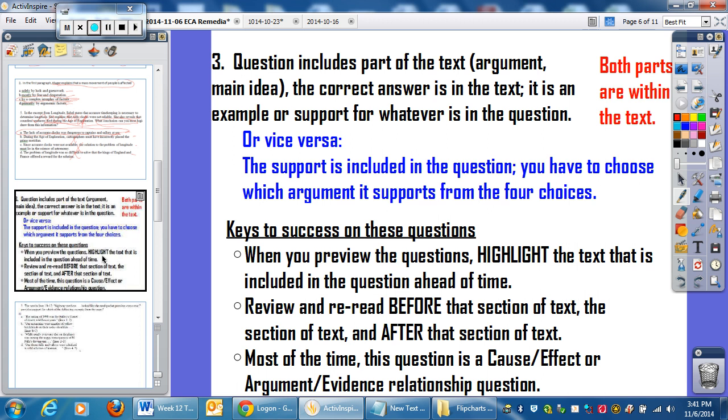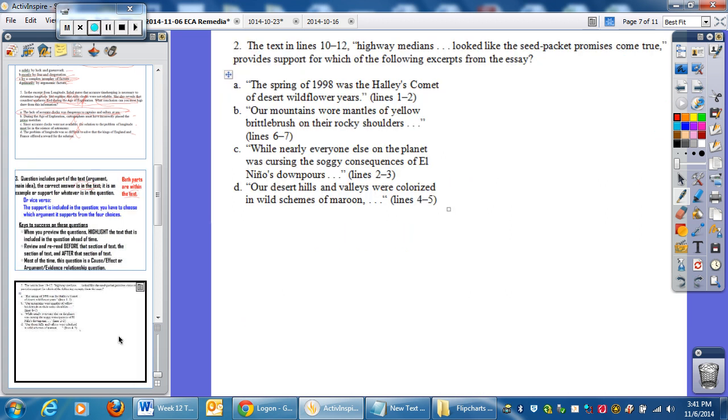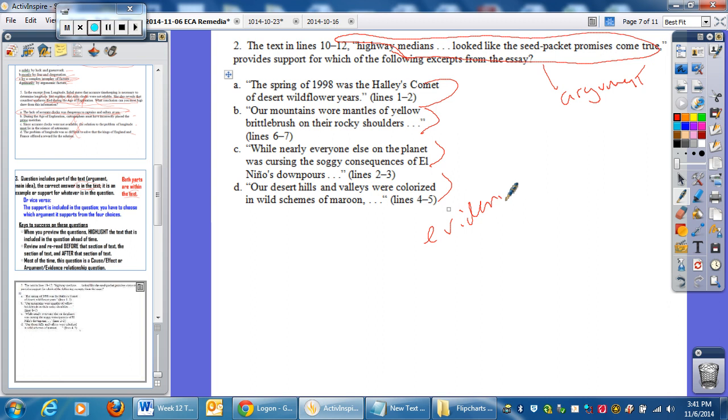Question that includes parts of the text, and then the correct answer is in the text. So these are like parts that both have text and text. So what will happen is they will actually have a question that says, here is blah, blah, blah, blah, blah from the text. And in this case, they're saying, here's an argument that was in the text. Then what they ask you then is, which one of these is the evidence that is used to support that? Okay?